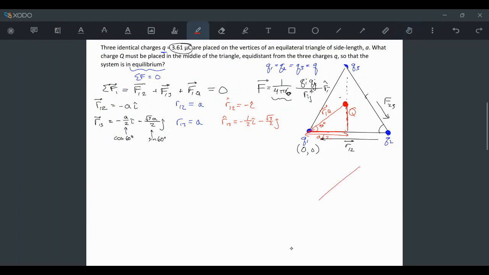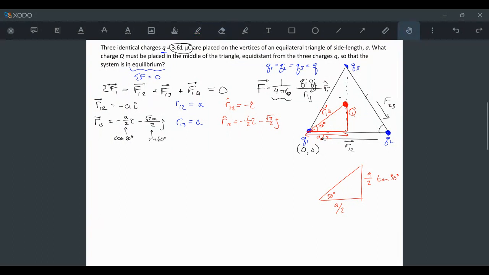So redrawing this with a bit more space, if this is A over 2, if this is 30, then the vertical coordinate that we're looking for is, I believe, A over 2 tangent of 30. Let's just verify this. Opposite side, which I'm calling y for now, divided by adjacent side, that's tangent. Yeah, exactly. Okay, so I'm convinced that that's A over 2 tan 30.